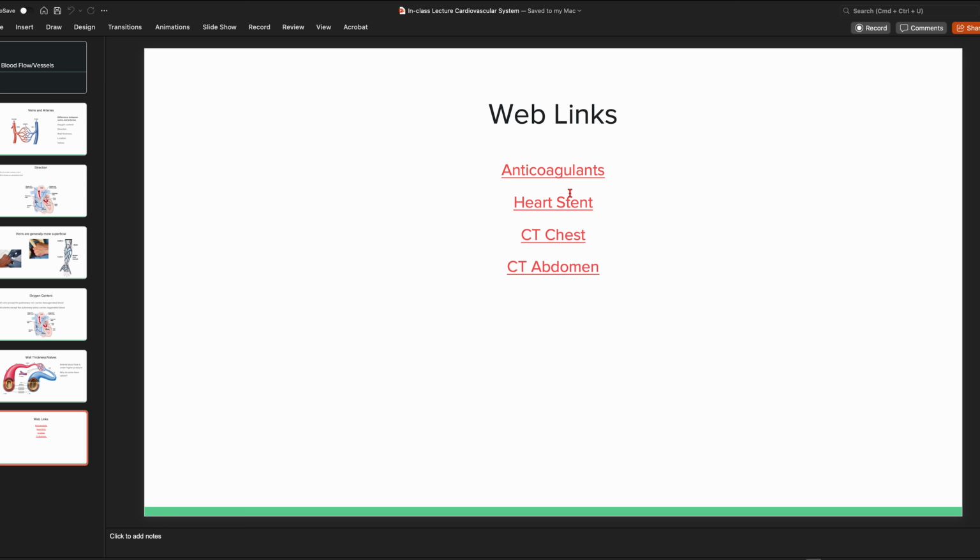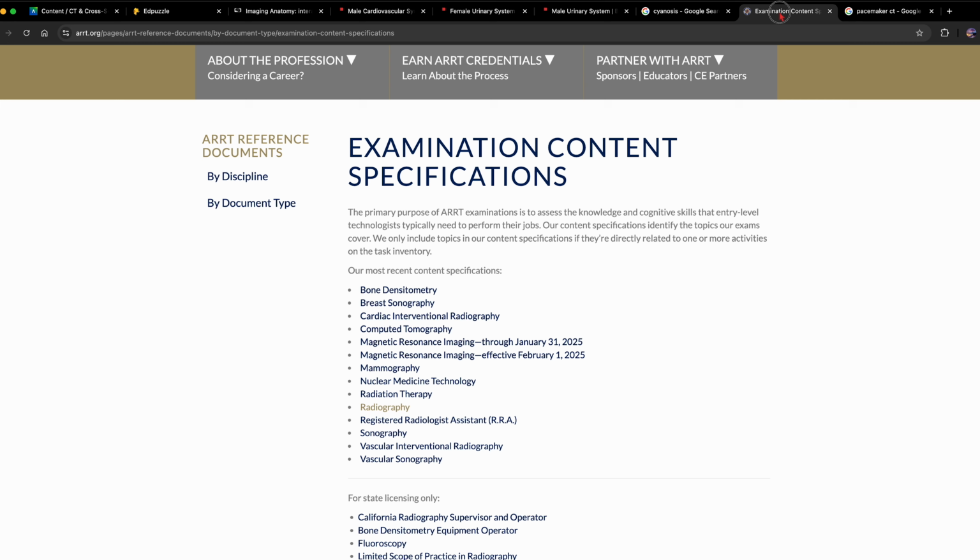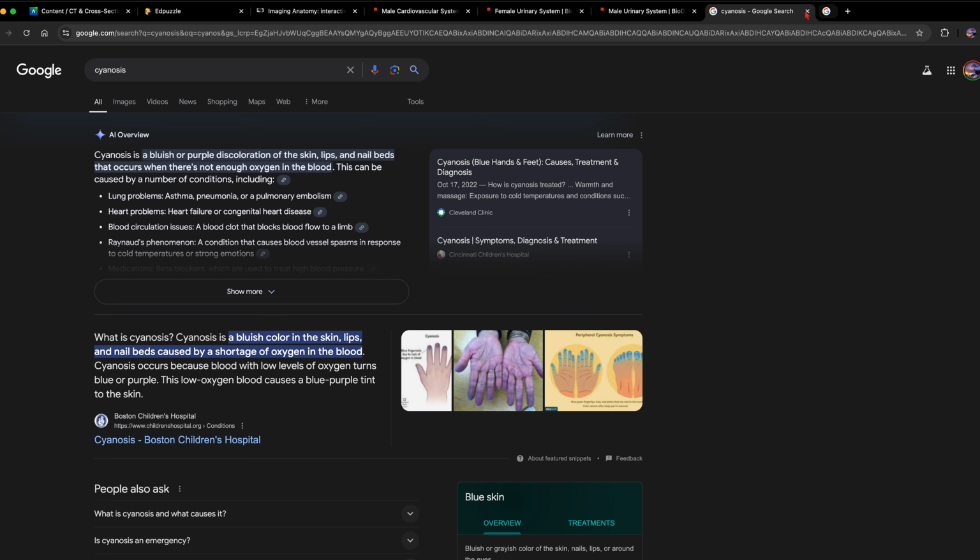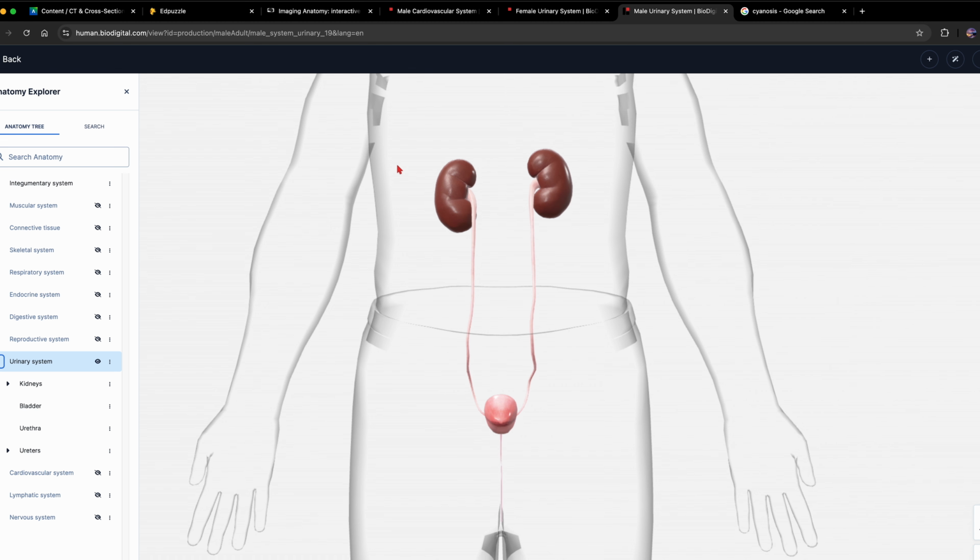All right, here's some cool video links for you to open up. And we'll skip straight to some 3D imaging here. I'll skip this in a second. Here we go. All right, so let's start with the urinary system in a 3D space. We've got the female here and the male.